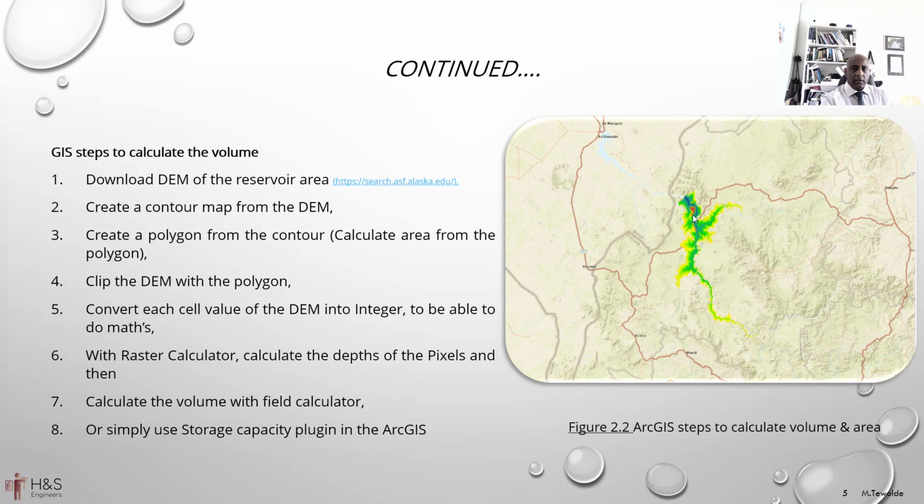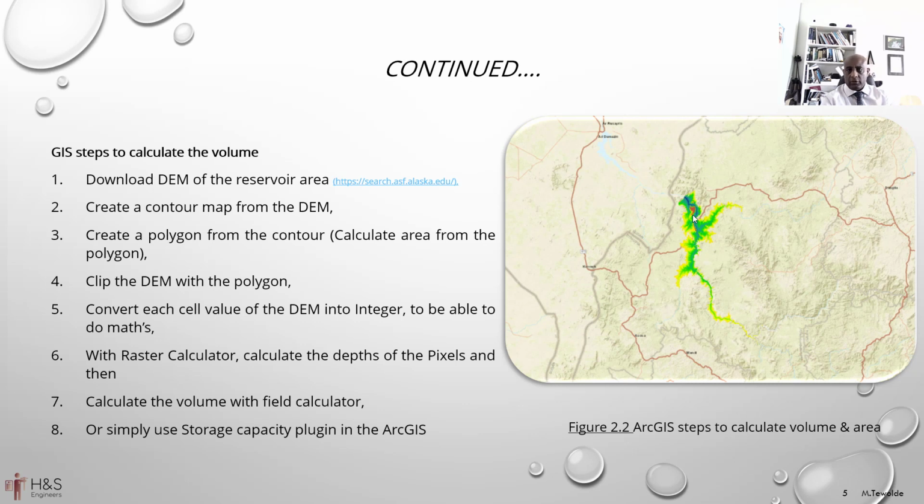I will show you how to do it in ArcGIS. These are the steps of how I did it. First I downloaded the DEM, the digital elevation model of the reservoir area, and created a contour map from it. Then I created a polygon from the contour, calculated the area from the polygon, and clipped the dam with that polygon. I converted each cell value of the dam into integers so that I can do some mathematical operations, as it gives me a table of values.